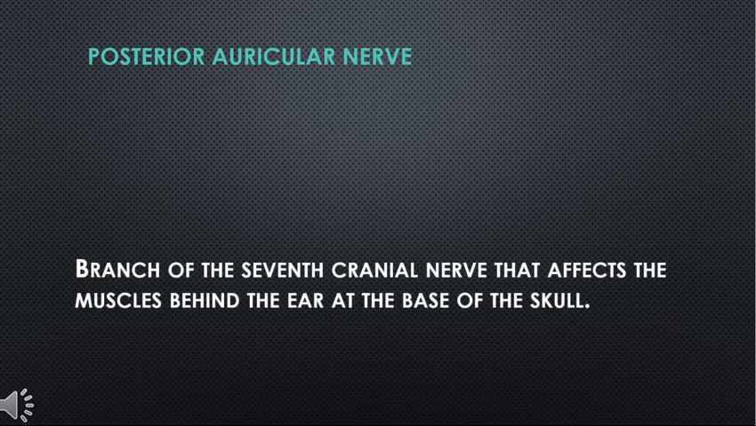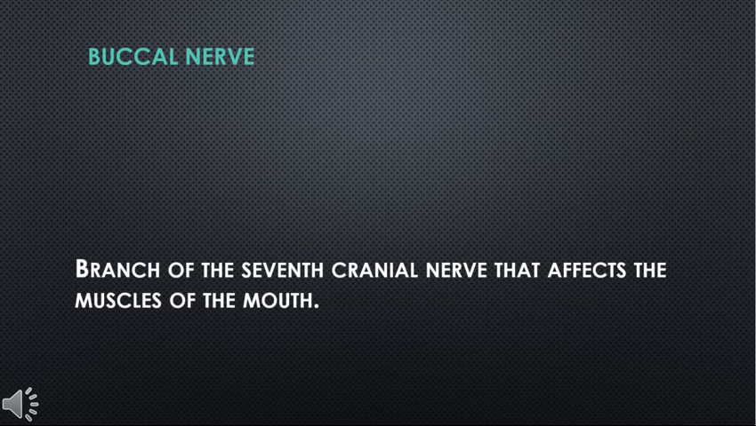Posterior auricular nerve. Branch of the seventh cranial nerve that affects the muscles behind the ear at the base of the skull. Buccal nerve. Branch of the 7th cranial nerve that affects the muscles of the mouth.